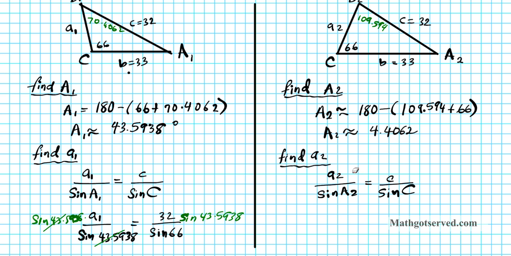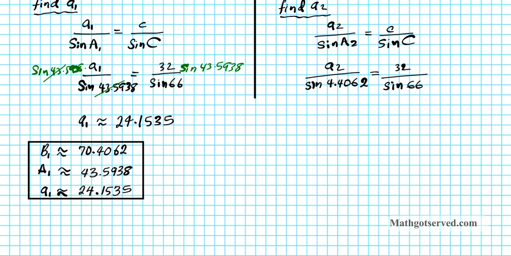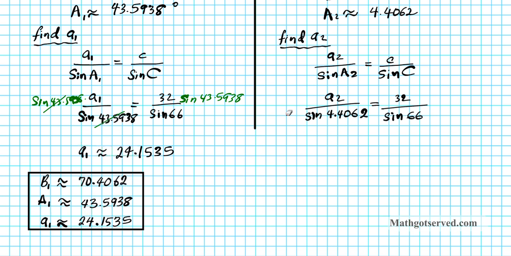All right, now let's apply this formula to this problem. So we're going to have a2, what we're looking for, over sine A2, sine 4.4062, equals little c, which is 32, over sine big C, which is 66. Now to get a2 isolated, we just simply multiply both sides by sine 4.4062. Those divide out. And then to get a2, we're just going to plug this expression into our calculator, okay?